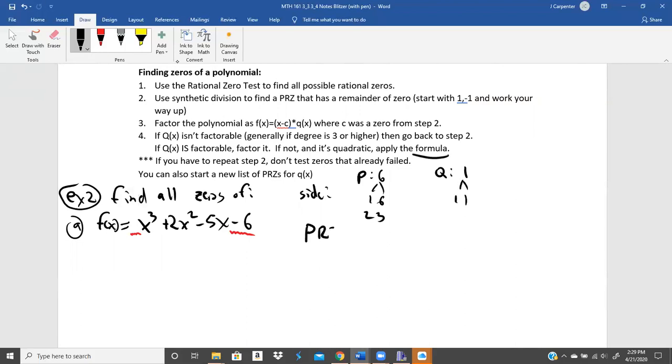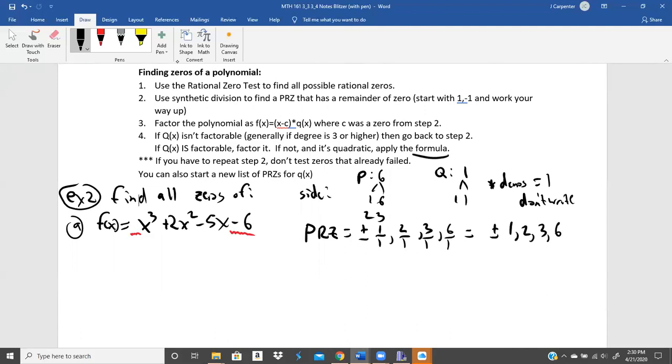Therefore, our possible rational zeros are plus or minus all the different factors of the constant divided by all the different factors of the leading coefficient. There's only one factor of the leading coefficient. It's a 1, so that means the denominators are 1, so we don't need to write them. This will be the last time I do it. So it's 1 over 1, 2 over 1, 3 over 1, and 6 over 1. So just plus or minus 1, 2, 3, and 6. How many are there? There are 8 possible rational zeros.